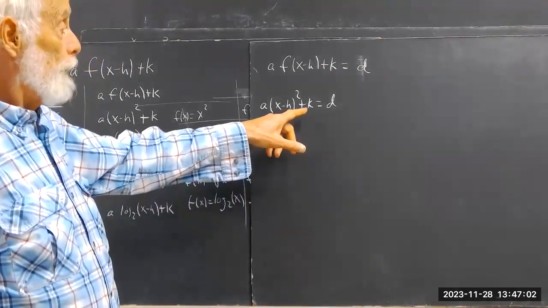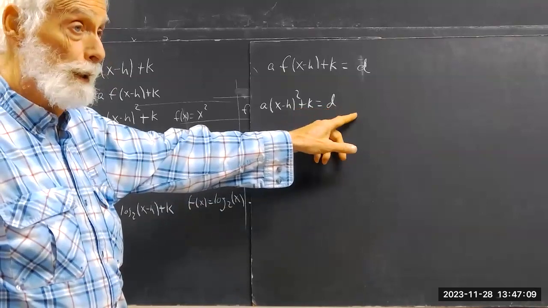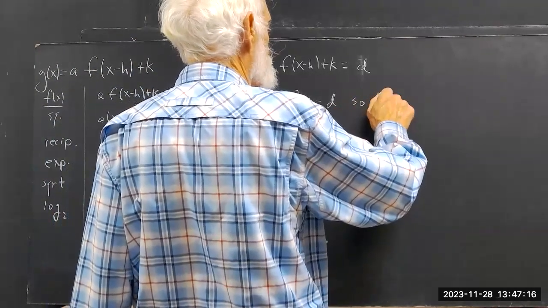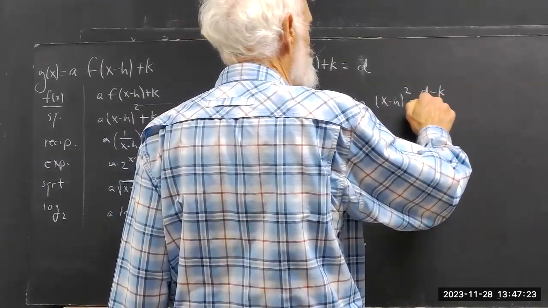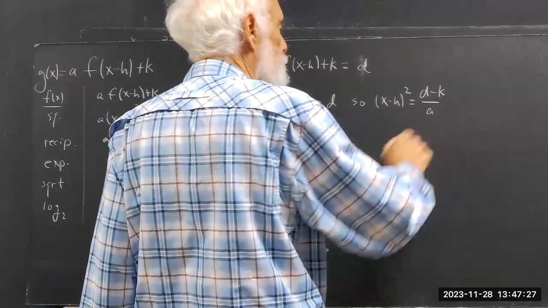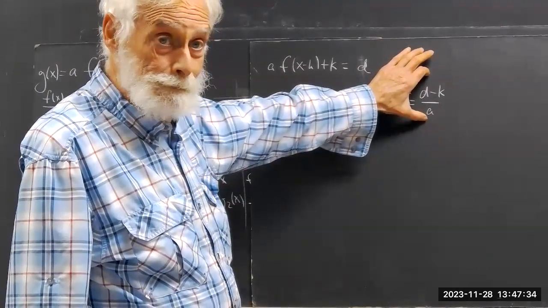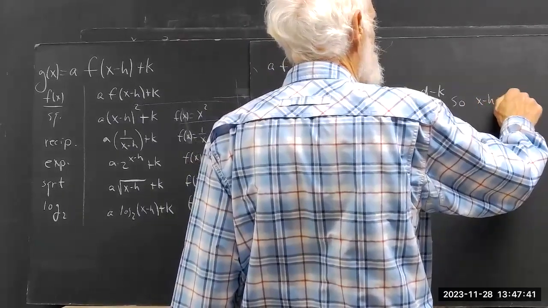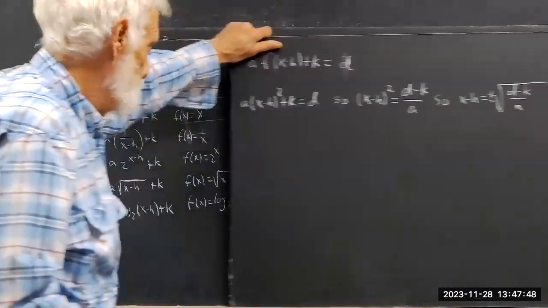Well, if k and d are numbers, I'd start by subtracting k from both sides. Then I divide both sides by a, and I get x minus h squared. Subtracting k from both sides, you're going to get d minus k, divide both sides by a, you're going to get an a here. So x minus h will be plus or minus the square root of this. Now that's just with symbols, just showing how it works.